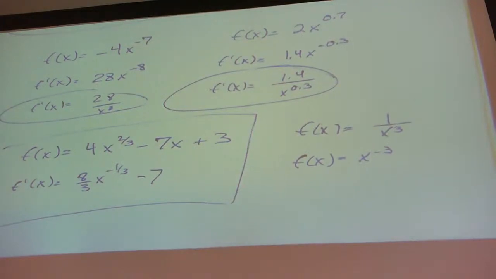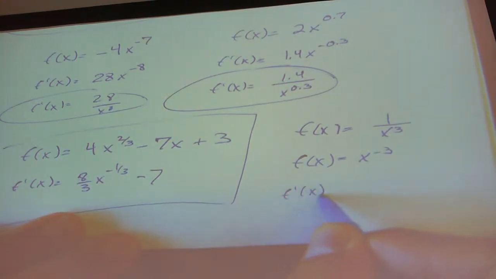So if it looks awkward or difficult, you may need to simplify or clean it up first. That's why we spend so much time on algebra. If you don't know why 1 over x to the 3rd is x to the negative 3, that's all the stuff from before. Okay? That's where we're going to struggle. Not with the calculus, with your algebra.